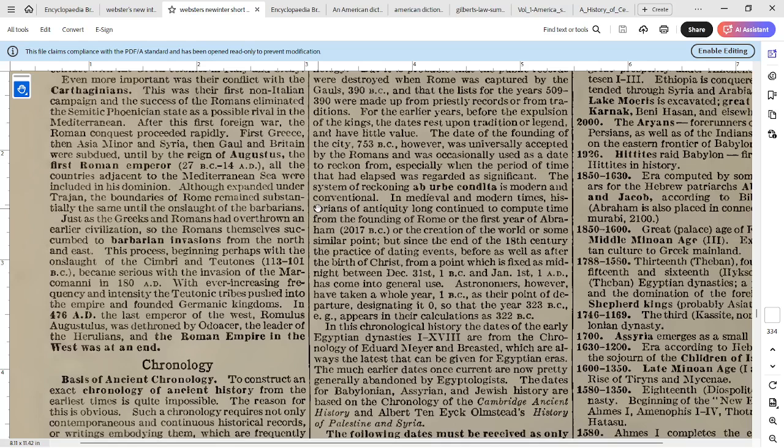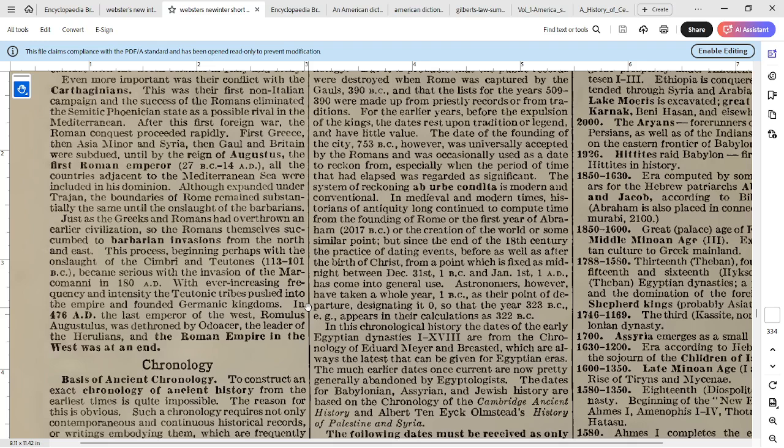In medieval and modern times, historians of antiquity long continued to compute time from the founding of Rome or the first year of Abraham, 2017 BC, or the creation of the world, or some similar point. But since the end of the 18th century, the practice of dating events before as well as after the birth of Christ from a point which is fixed as midnight between December 31st, 1 BC, and January 1st, 1 AD has come into general use.